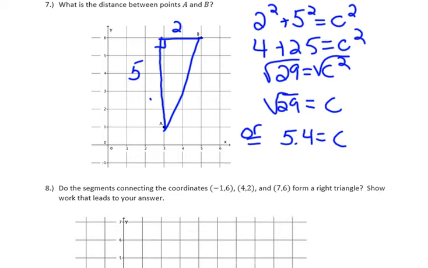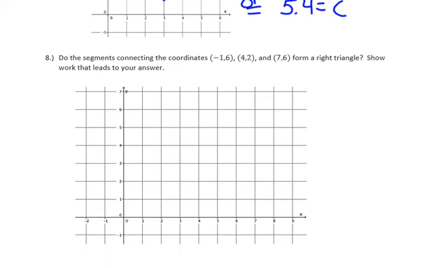Okay, over here, now this one's a little bit more complicated. So we have to fill in -1, 6, 4, 2, and 7, 6. And I want to know, do those form a right triangle? Well, in order to test that, you have to be able to find the distance of all the sides. Well, I know this one is 1, 2, 3, 4, 5, 6, 7, 8. Here's my right angle. I have to be able to figure out what is this side and what is this side. So this one's actually kind of a lot of work.